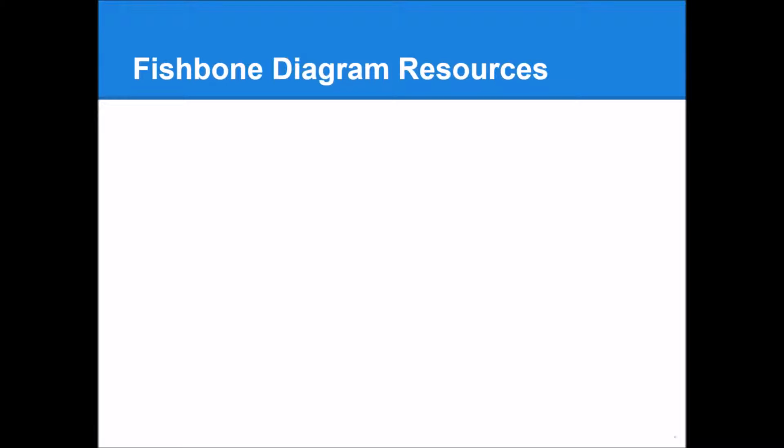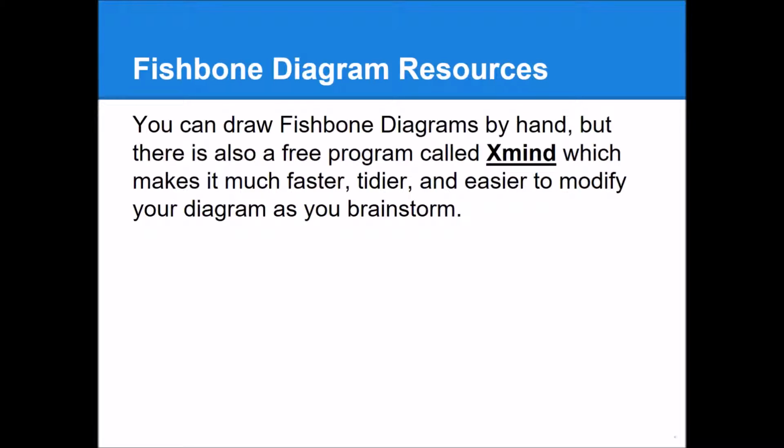You can certainly draw your fishbone diagram by hand, but there's a free tool called Xmind, which is a program available for Windows and Mac. It's free, and it makes drawing a fishbone diagram really fast. It also makes it really easy to modify as you think of new reasons or decide that perhaps one cause that you thought of should belong in a different category than where you originally put it.